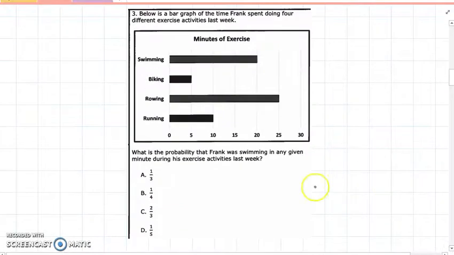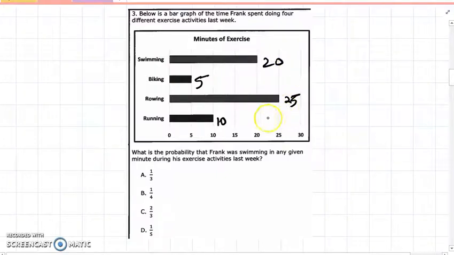Number 3. Below is a bar graph of the time Frank spent doing 4 different activities last week. What is the probability that Frank was swimming in any given minute during his exercise activities last week? So first of all, I would put numbers here. Running, he did 10 hours. Rowing, he did 25 hours. Hiking, he did 5 hours. Swimming, he did 20 hours.